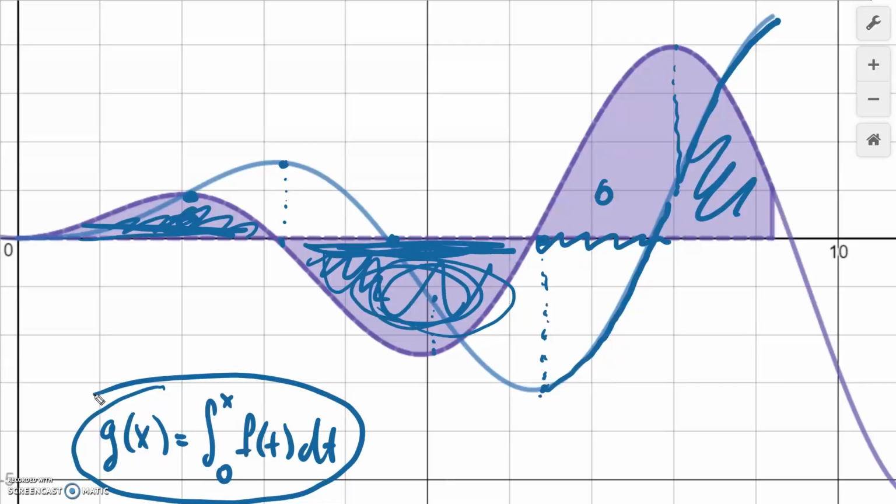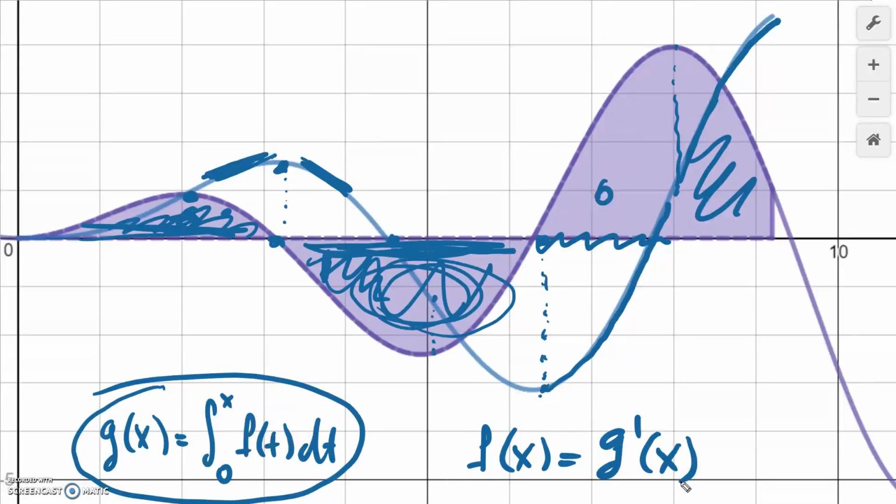For example, a maximum on the graph of G corresponded to a root on the graph of F. To the left of that maximum, the slope of G was positive. Well, that's because the values of F were positive. To the right of that maximum, the slope on the graph of G was negative, and that's because the values of F were negative. So the relationship here is that F should be the derivative of G, right? Which is precisely what the fundamental theorem of calculus says. It says that F can be found by the derivative of G. This is the fundamental theorem of calculus.